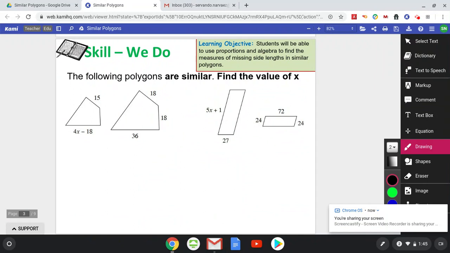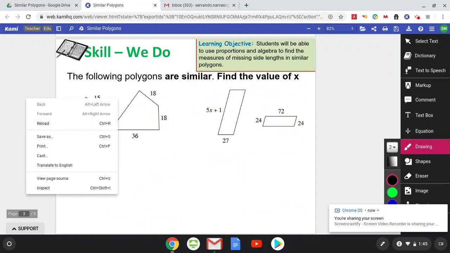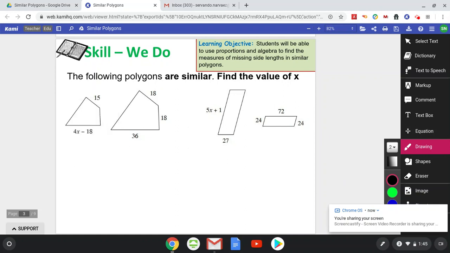Before we start, what is a ratio and what is a proportion? A ratio is basically a fraction. For example, let's say you have 5 over 10, and a proportion are two fractions that are equal to each other. 5 over 10 equals 10 over x. So that would be a proportion, and then we would have to solve it.